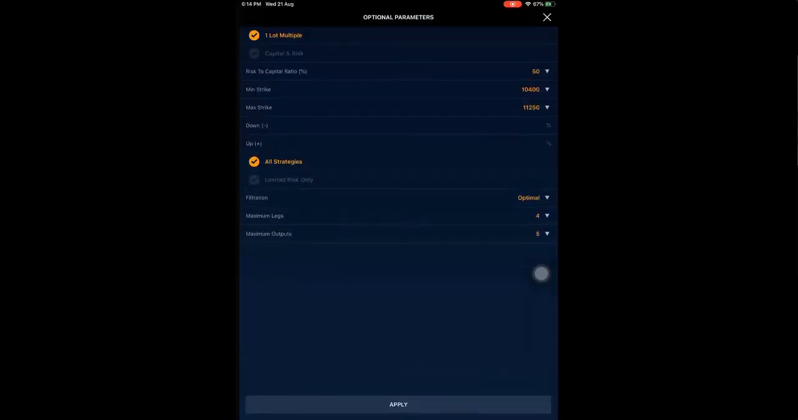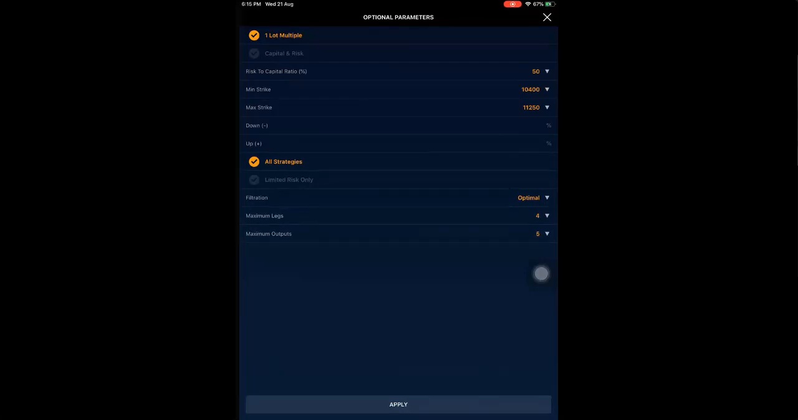Now there's something called optional parameters. What are these optional parameters? Basically, no two individuals are the same. Similarly, no two traders have the same view. I could be bullish, but I am conservative in nature. A second person is bullish, but very aggressive in nature. So both will have different risk parameters, and we need to find the strategy which suits our risk parameters. So here are the optional parameters.